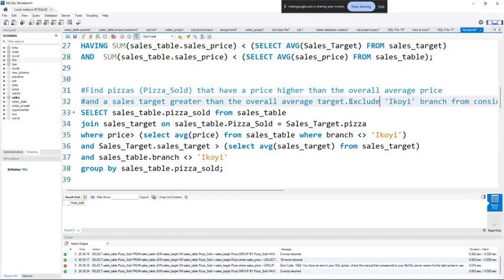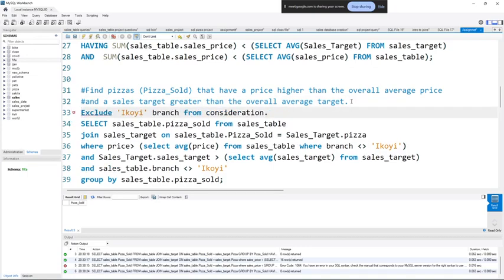This question is straightforward. I'll explain this question again. Find pizza that have a price higher than the overall average price and a sales target greater than the overall average target. Exclude Ikoyi branch from consideration. So in all your consideration, you should exclude Ikoyi. So how do I start? They said I should find pizza.